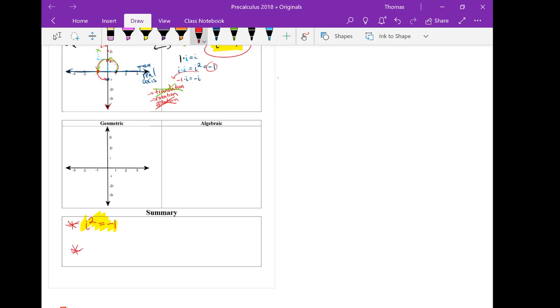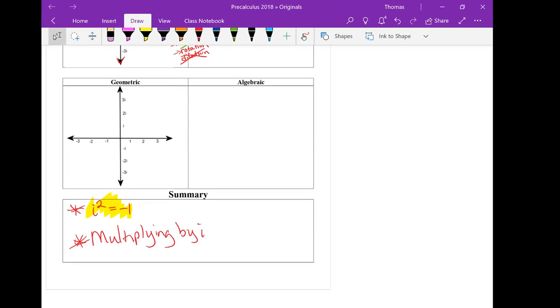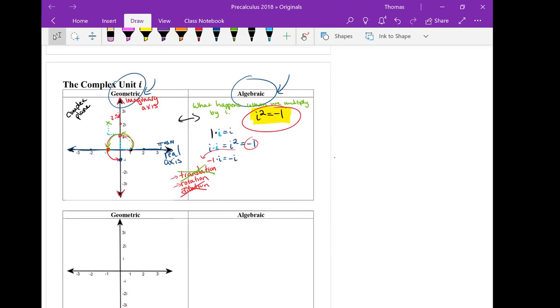Another important takeaway is that multiplying by i results in, at first I'm just going to say, rotation. Then let's see if we can go back and be more specific in the complex plane. We saw it definitely made a rotation. How far of a rotation is this?